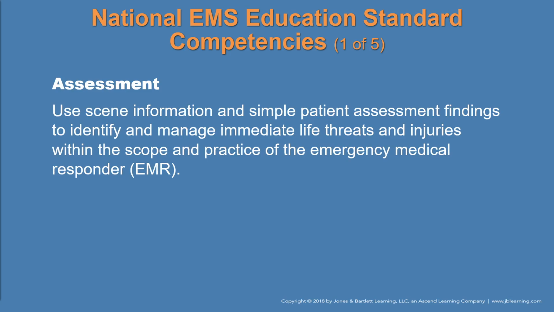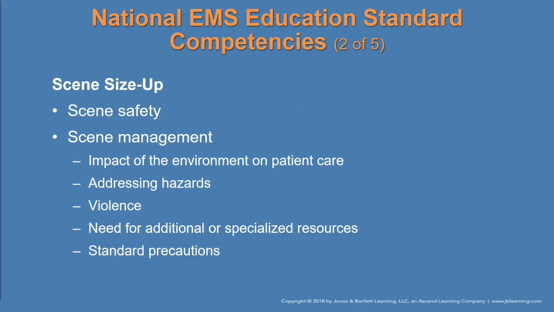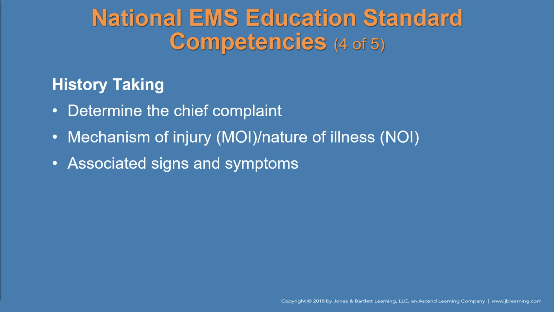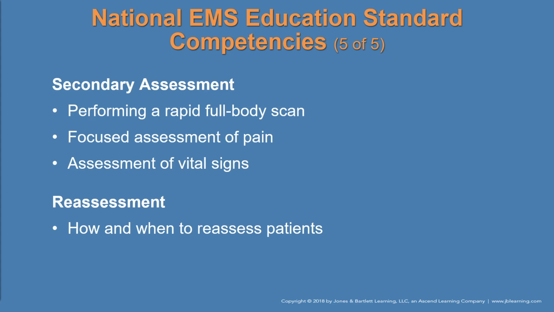So you'll find these standards under the assessment section of the education standards on ems.gov. We're going to talk a little bit about scene size-up and looking for the dangers that may be present on scene. We're going to talk about the primary assessment, which is our initial search for life-threatening conditions and interventions for life-threatening conditions. We're going to dig into history taking, which is talking with your patient and determining what their medical conditions and the history of the present illness may be. And then we're going to get into a secondary assessment, which is a more thorough, focused assessment.